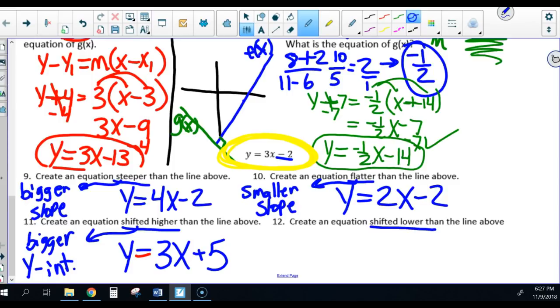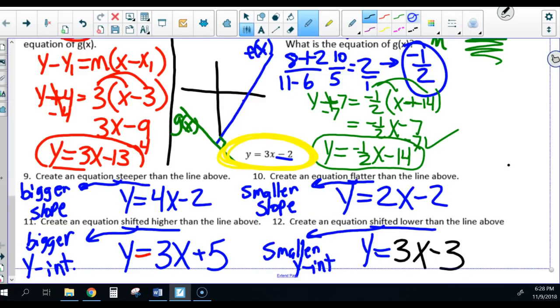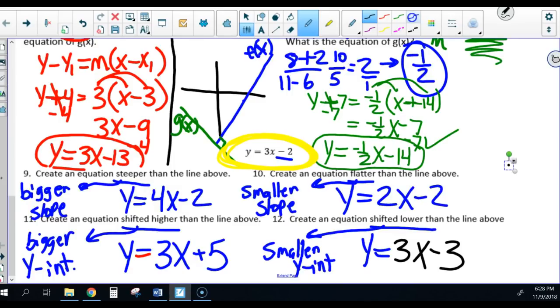And number 12, shifted lower. That means a smaller y-intercept. So y equals 3x, negative 2, something smaller than negative 2, negative 3. It's going to be 1 unit lower than 3x minus 2. Oh, okay.